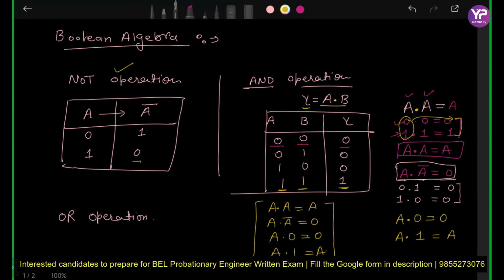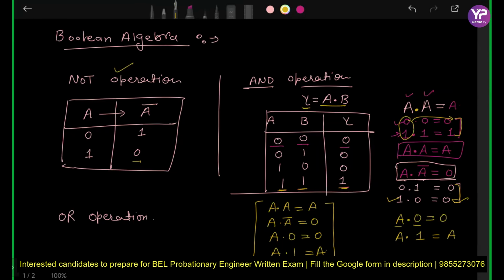Similarly, if you have A and A bar, that will be equal to 0, right? If your A value is 0, then A bar is going to be 1, then 0 and 1 is going to be 0. And if your A is 1, then A bar is going to be 0, so the result will be 0. So if you take the A value 0, then output is 0. If you take the A value 1, then output is 0. So for any value of A, output is always 0. So we can say A and A bar is going to be 0.